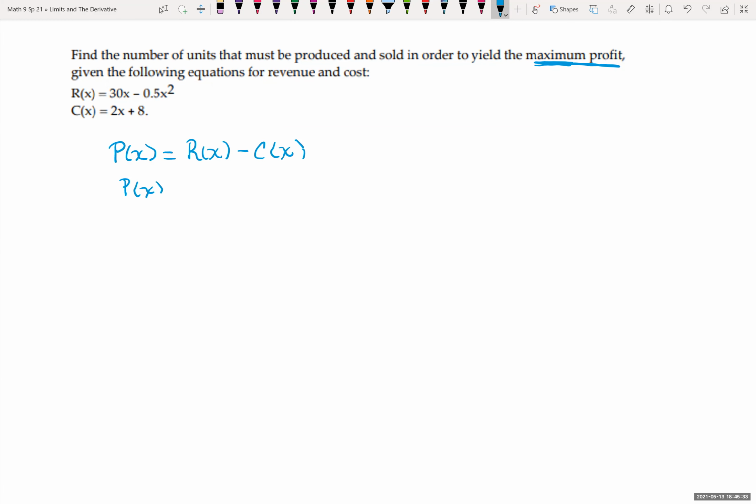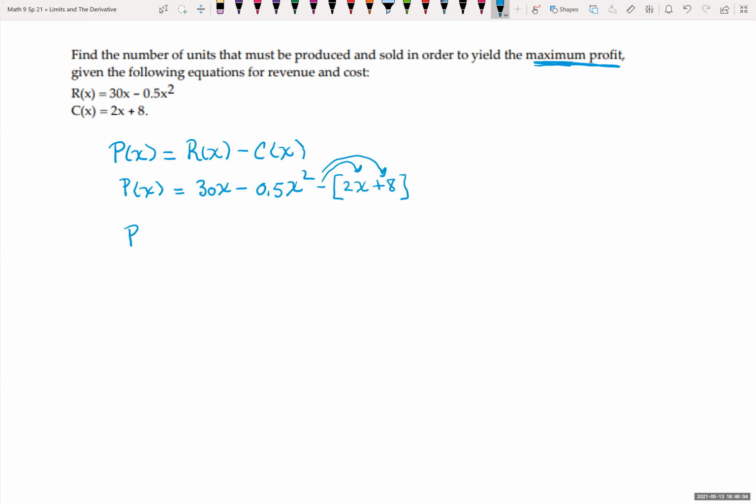So we can find our profit function because we're given both of those equations. So we have 30x minus 0.5x squared minus the cost function, which is 2x plus 8. So make sure there's brackets around that whole cost function because we've got to distribute that negative sign.